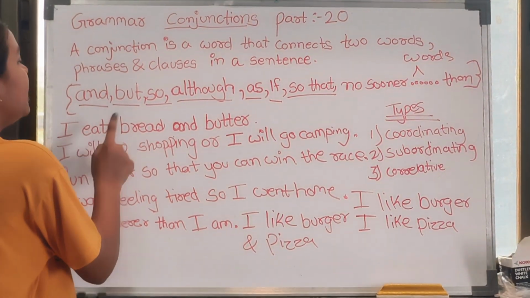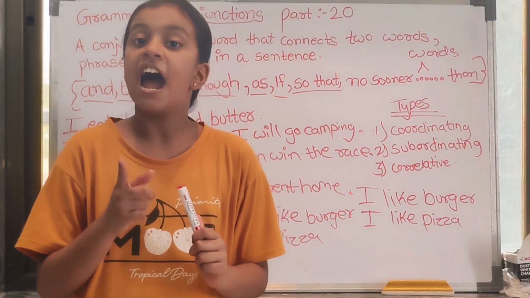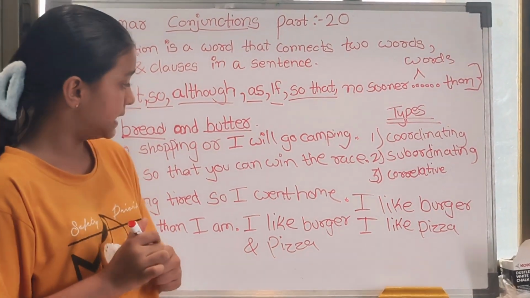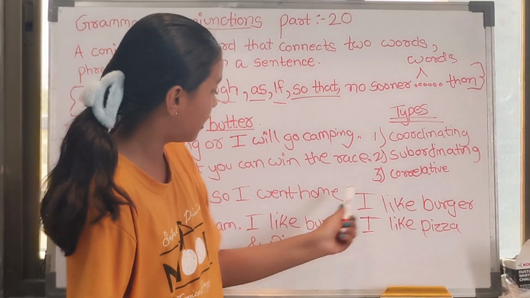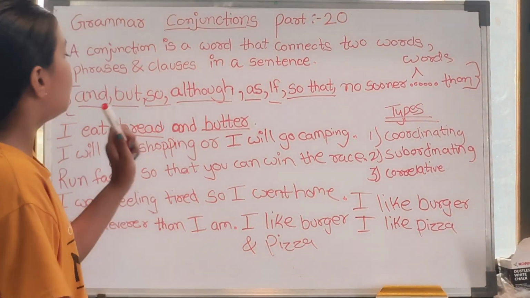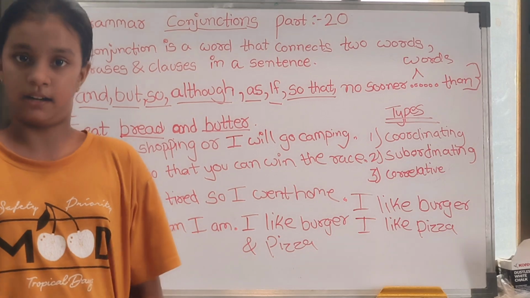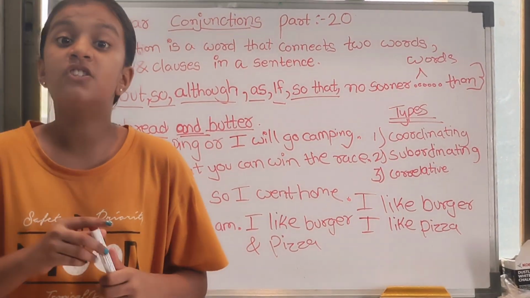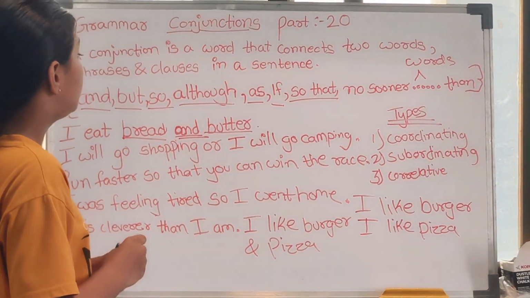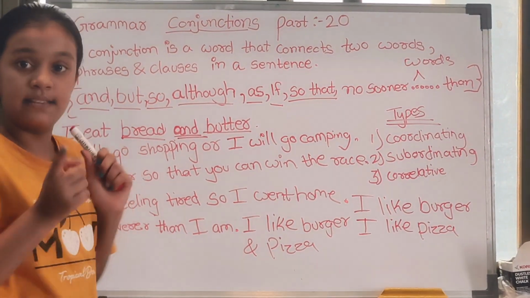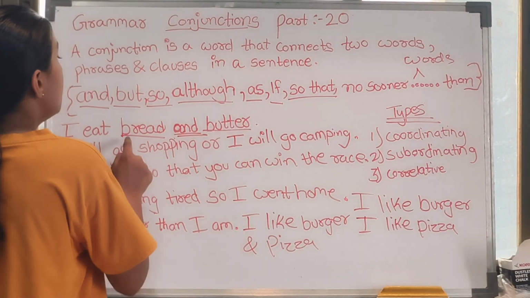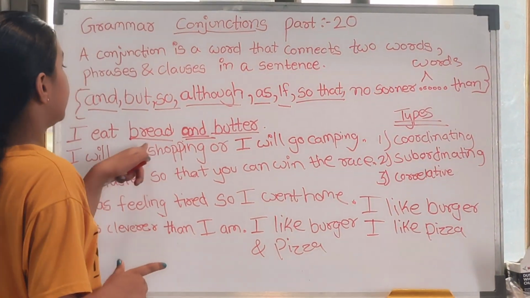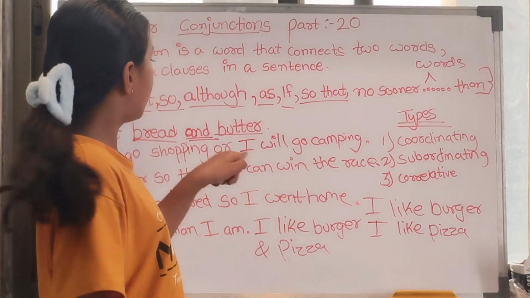Here: I eat bread and butter. Now bread and butter, these two things. In the same way I have written burger and pizza, the bread and butter is written. So here our conjunction is and. Why? Because it is joining two things. It is joining two phrases here, bread and butter. Understood? So that's why and is our conjunction here.